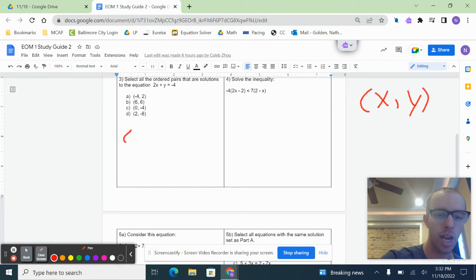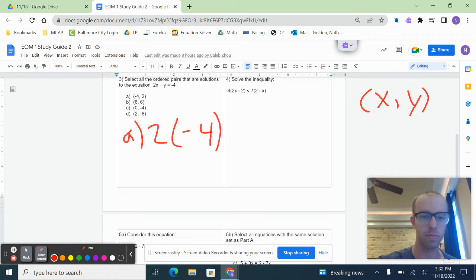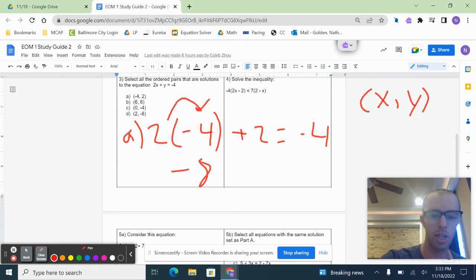So I'm going to check to see if A is on the line, I'm going to plug in 2, but instead of writing x, I'm going to plug in the value of negative 4. 2 times negative 4 plus 2 equals negative 4. And I'm going to see is this true. If this is true, then it is a solution. If it's not true, then it's not a solution. 2 times negative 4 is negative 8 plus 2 equals negative 4.